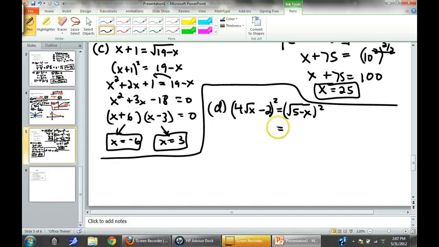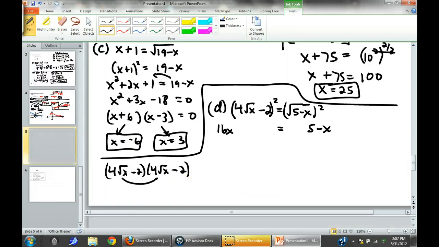Alright, we square the right-hand side. Of course, we just get 5 minus x. Let's think about the left-hand side. 4 root x minus 2 times 4 root x minus 2. You'll get 16x. Root x and root x is x. You'll get minus 8 root x minus 8 root x. So minus 16 root x. And then plus a 4. So nothing you could do to put those together.